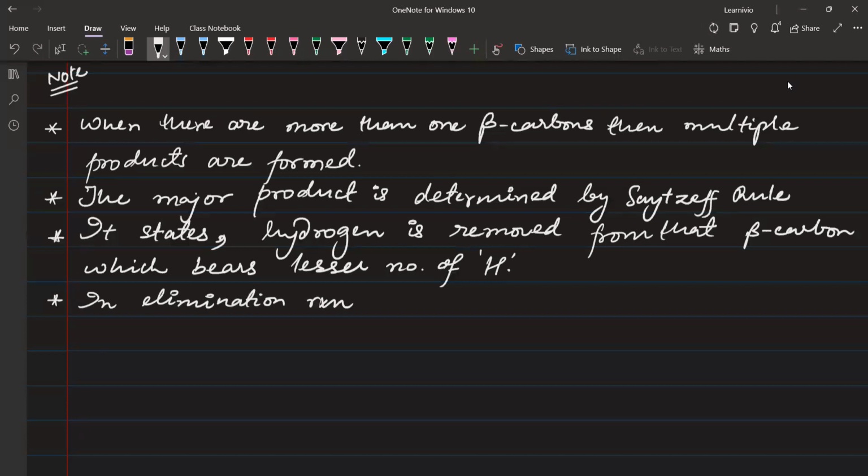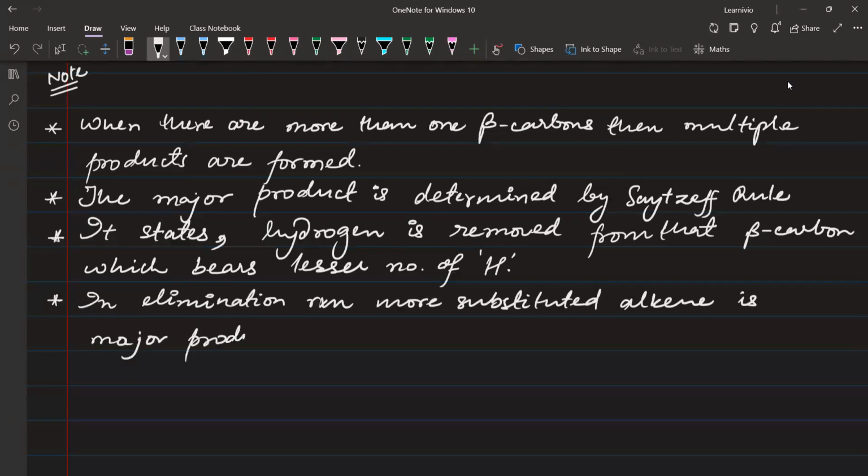In elimination reaction, more substituted alkene is major product. ठीक है. सब समझा देंगे जब example करेंगे तो वहां पे समझ में आ जाएगा सब कुछ. Let me know if you are done writing.